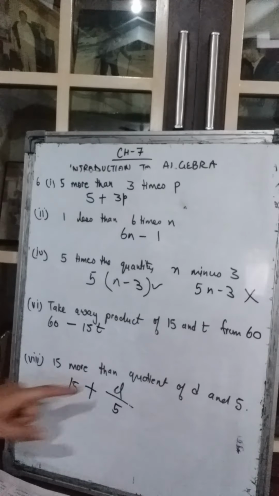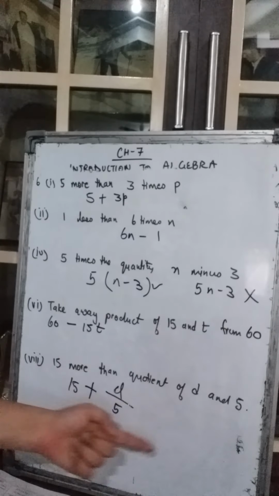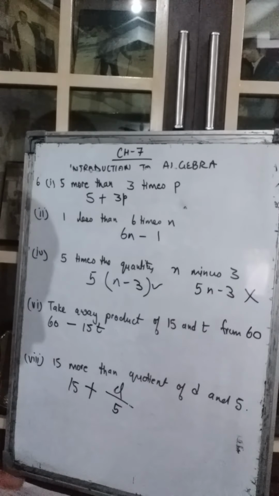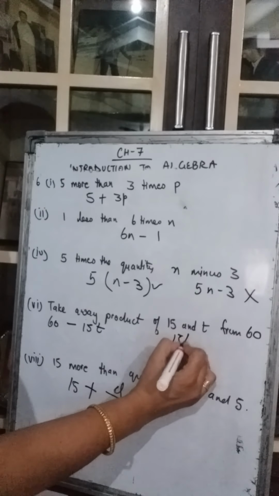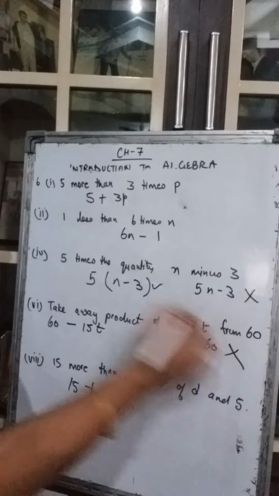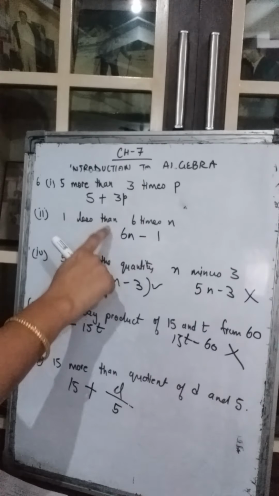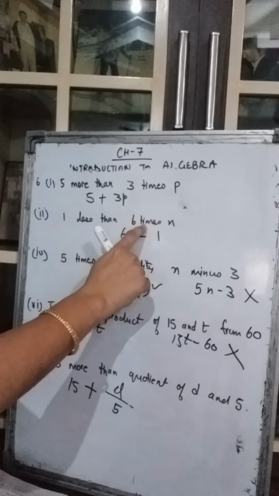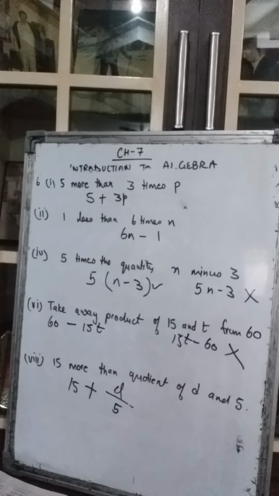In plus, you can write d upon 5 plus 15 also. Not a problem. 15 can come here also, 15 can come there also. In addition, there is not a problem. But in subtraction, there is a problem. If you write this as 15t minus 60, it will be wrong. Wherever the word "from" is there or "less than" is there, you will write that letter which is coming after that first. Okay. So girls, with this, the rest of this exercise we will do in the next session.